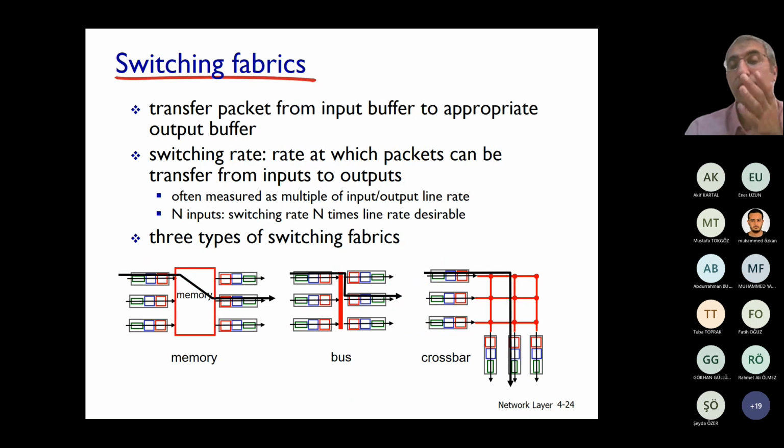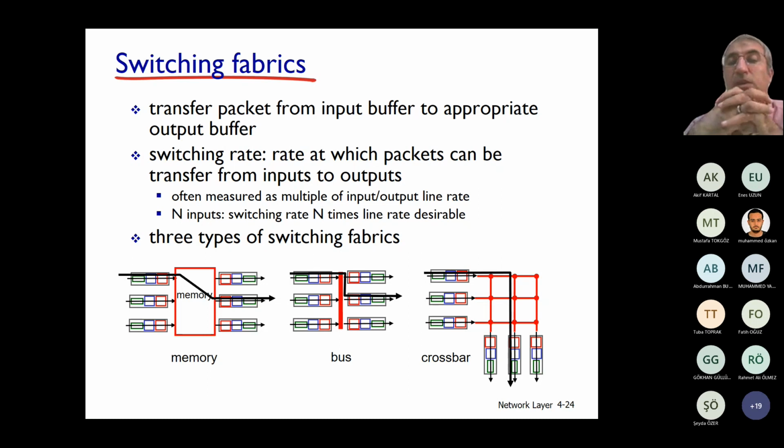And after the input ports, we move to the switching fabric. So how does the fabric switch these packets? It transfers the packet from the input buffer to the appropriate output buffer. So we are talking about two buffers. How this switching is done is based on the buffers. We have the input buffer, we have the output buffer, and we transfer the packet from the input buffer to the appropriate output buffer.